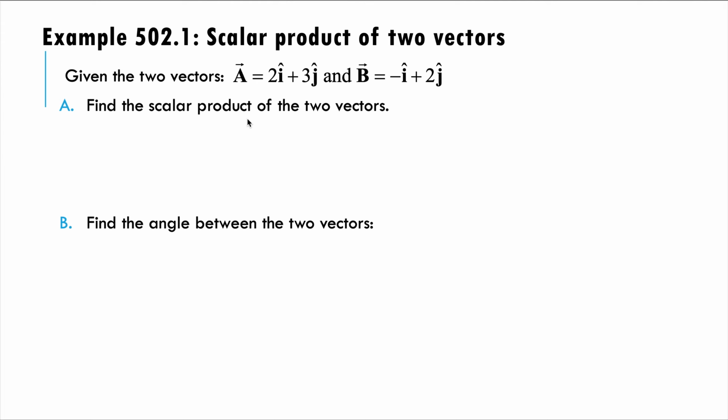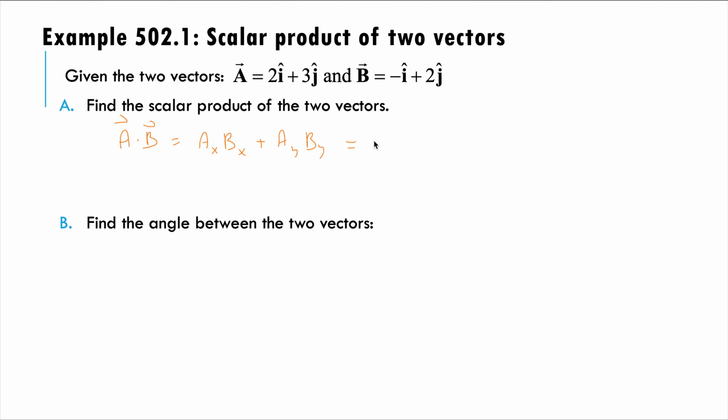In video 502, we talked about how to find the scalar product of two vectors, and we said that we're just going to add all of the x and the y components separately. So a dot b is going to equal ax times bx plus ay times by, and if we had z components, then we would add az times bz, but in this case, we're only in two dimensions.